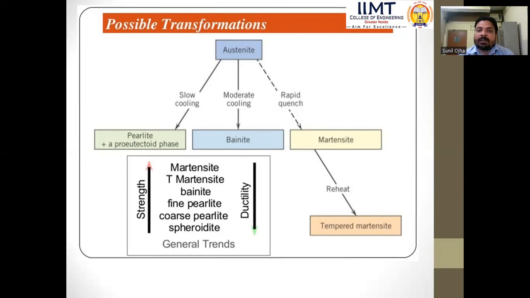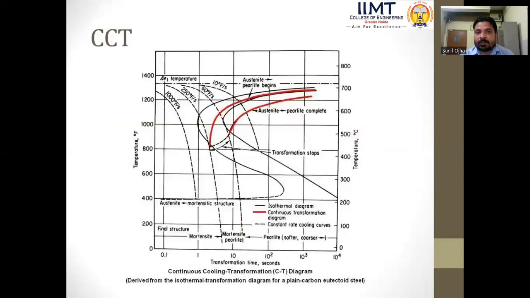So this is how we transform the microstructure of austenite steel into pearlite, bainite, and martensite. With slow cooling, pearlite is formed; with moderate cooling, bainite is formed; and with rapid quenching, martensite is formed. And this shows the properties, strength, and ductility of the different microstructures. For martensite, reheating and a tempering process is done, and tempered martensite is formed.